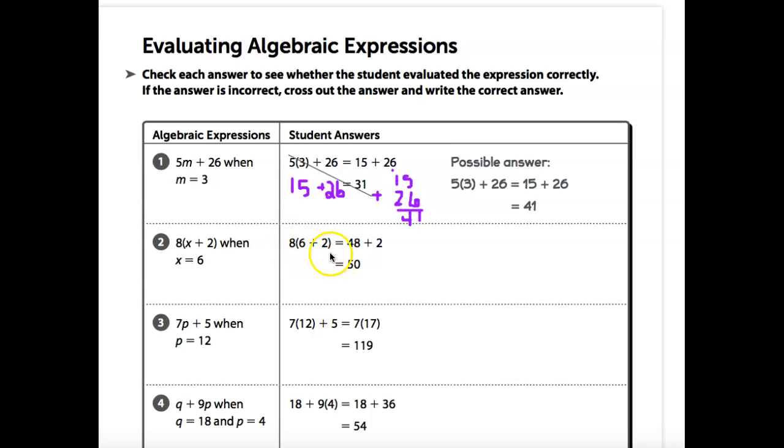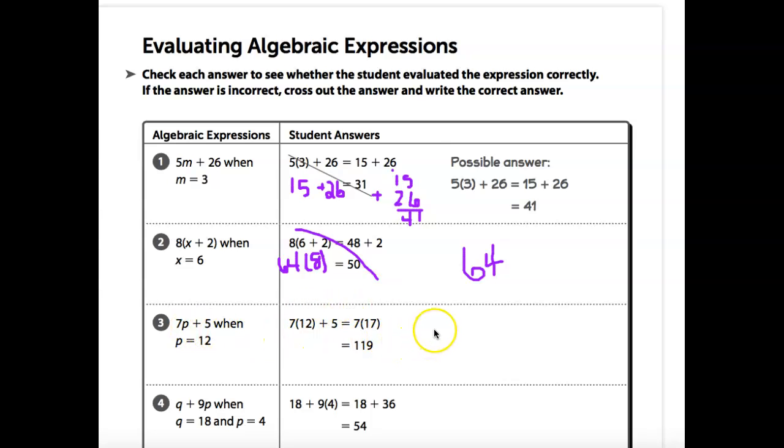Well, let's see if they did this right. What you have to do is the parentheses first. So 6 plus 2 is 8. 8 times 8 is 64. Wait a minute. Oh, no, that's wrong. They had 50. So we can see that that was wrong. It's 64, not 50. So they did that one wrong. All right, let's look at the next one.